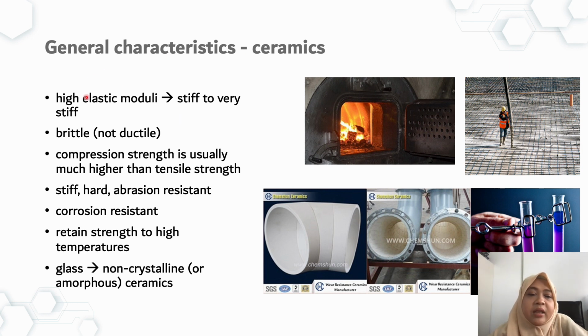Ceramics actually have very high moduli, very stiff compared to metals. It's higher than metal, of course, and it's brittle. It's not ductile. Metal is ductile, you can bend it, but a ceramic you cannot bend without it cracking. The compression strength is usually much higher than the tensile strength, so it's able to withstand compression better than tension. It is also very hard, abrasion resistant and corrosion resistant, so it can be used for lining the pipelines.